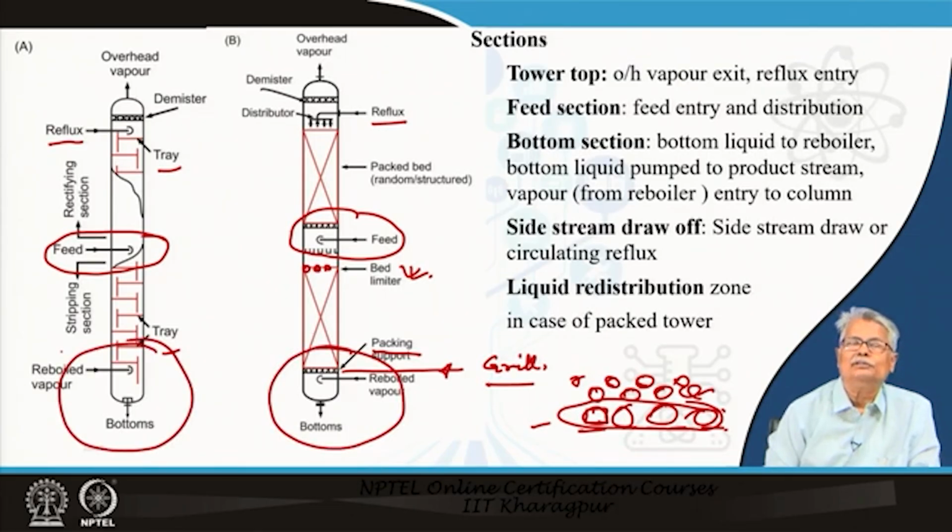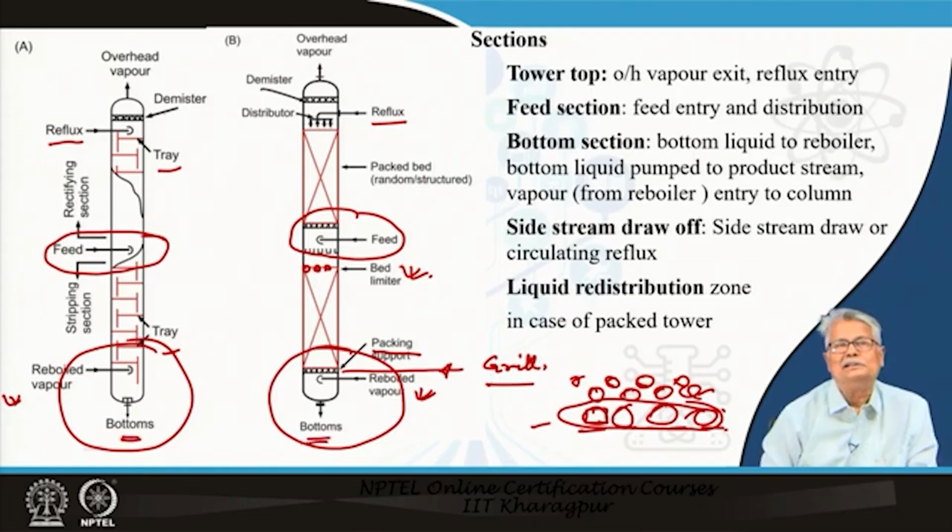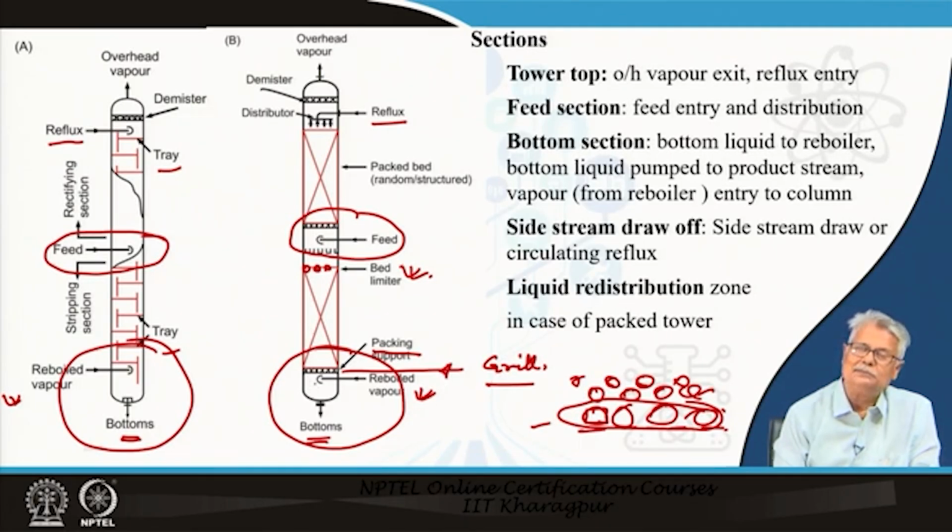In your bottom section, if you are talking about a vapor liquid contacting column for distillation, what you are going to have? You are going to have an entry for your reboiled vapor. You are going to have a takeoff for your bottom product. Where will this bottom product go? Part of it will be vaporized, and it is going to generate the reboiled vapor, which is sent back to the column below the bottommost tray that you can see here, and part of it will be taken off as product.